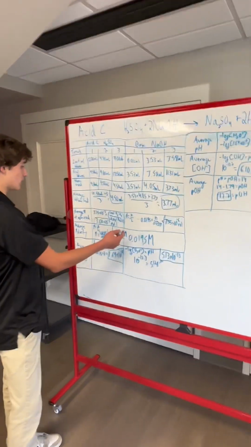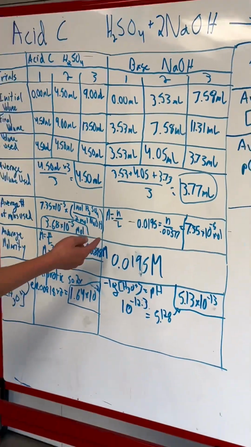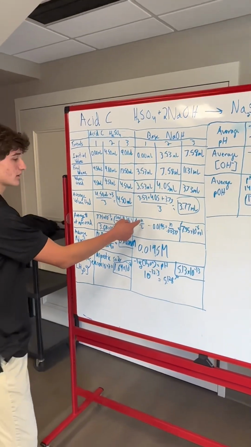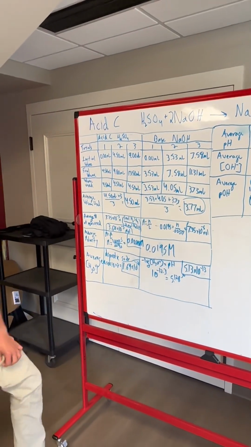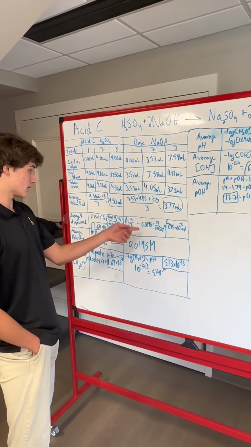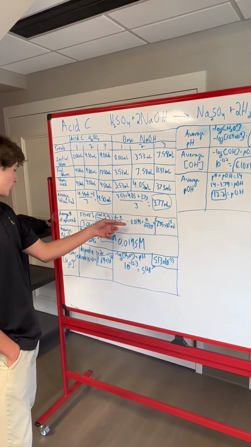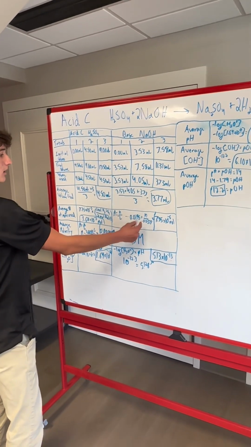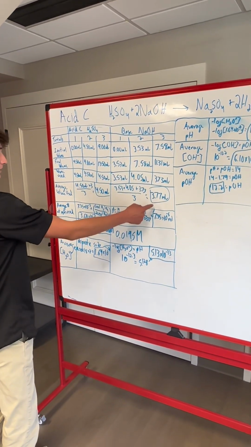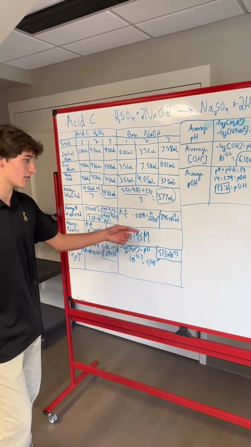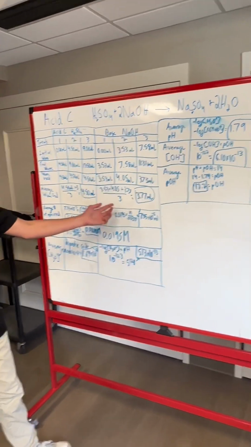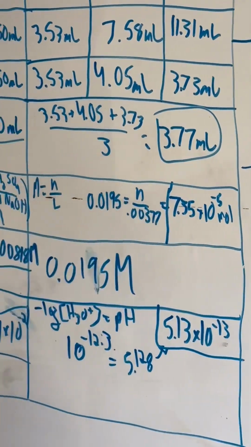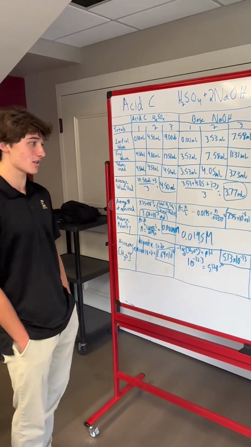And then to find the number of moles, we can use the formula of molarity equals the number of moles over the volume in liters. And since we were given that, we plug in the molarity, and then it equals the number of moles divided by the average volume used, but in liters instead of milliliters. And then our number of moles will equal 7.35 times 10 to the negative 5th moles.